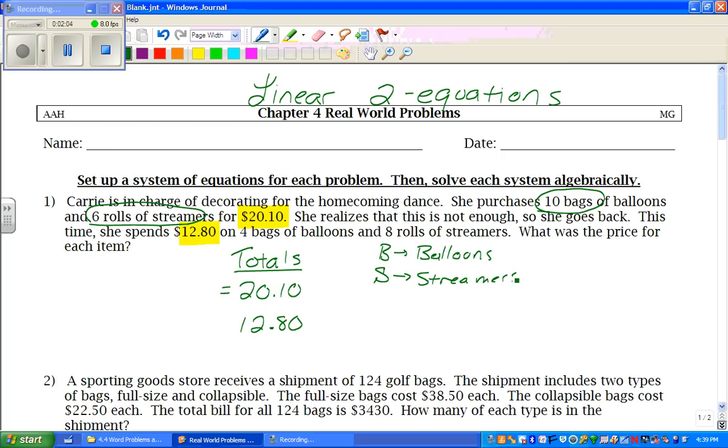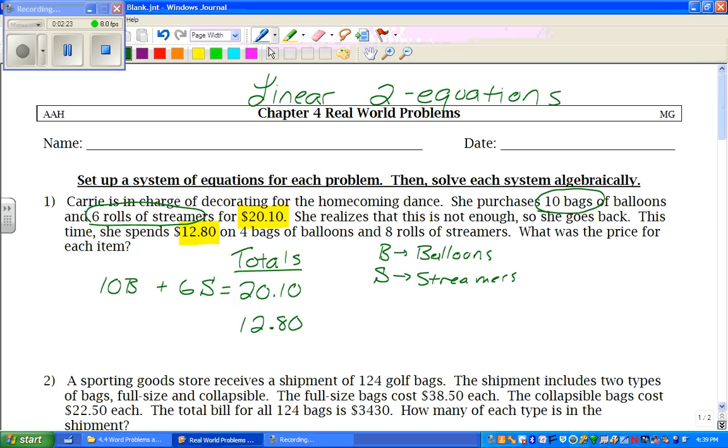Alright, so she purchases 10 bags of balloons. That would be 10B, plus she bought 6 rolls of streamers, plus 6S. You'll get a total of $20.10. Let's bring that in closer so you can see that equation a little better.